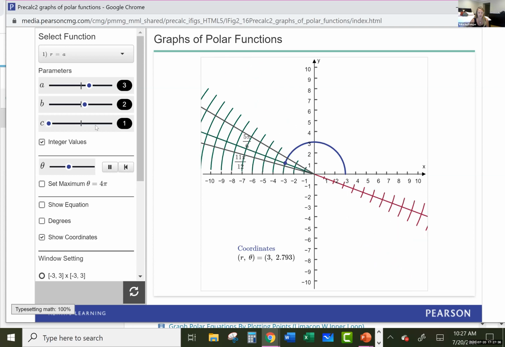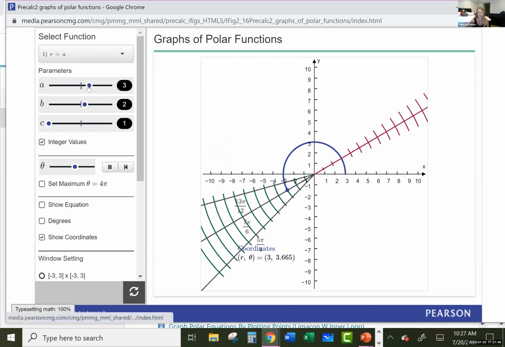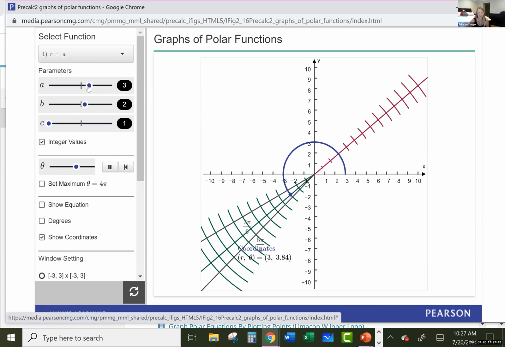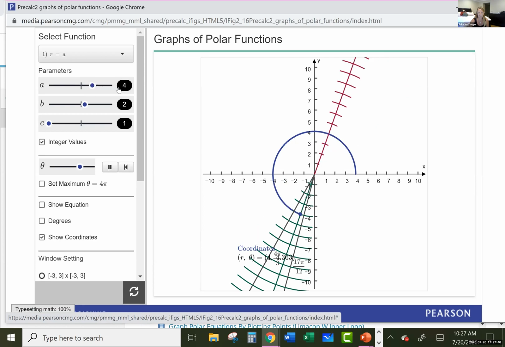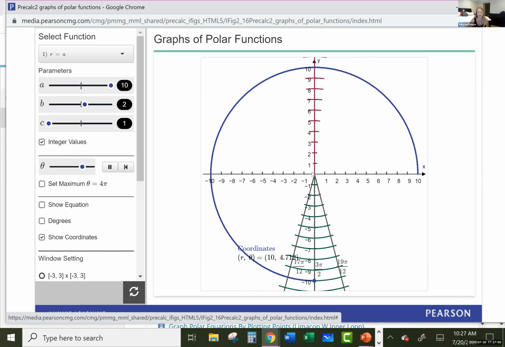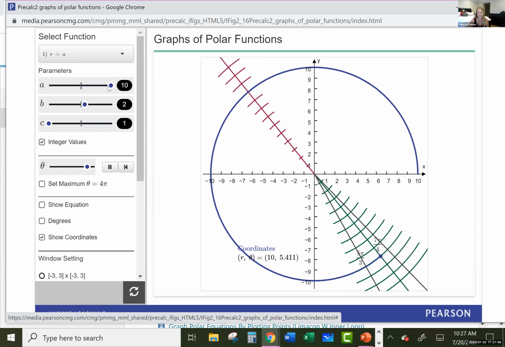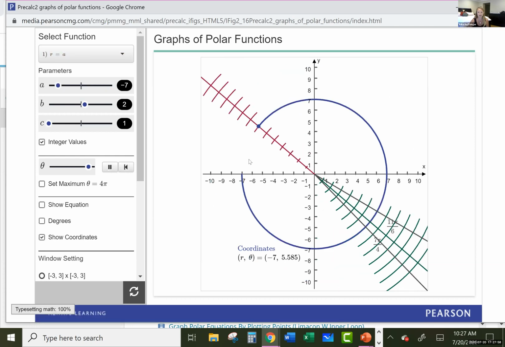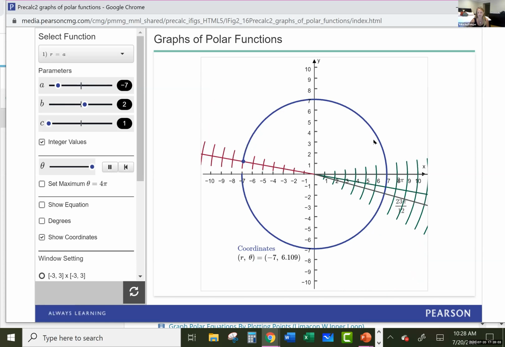So if I change that a value, it would go out further. If I go to 10, it's a circle centered at (0, 0) with radius 10. If my value r equals a negative, let's do negative 7, it's still a circle with radius 7, centered at (0, 0).